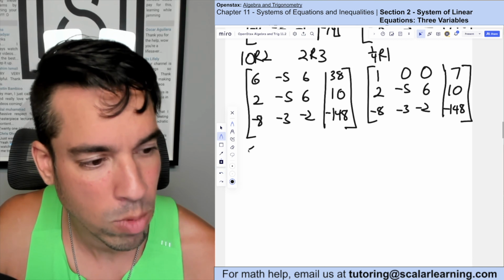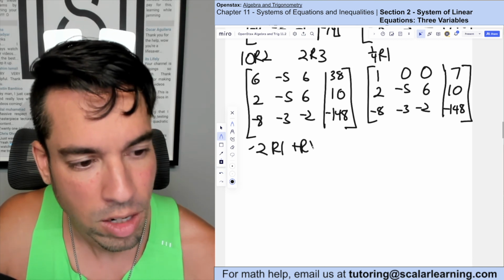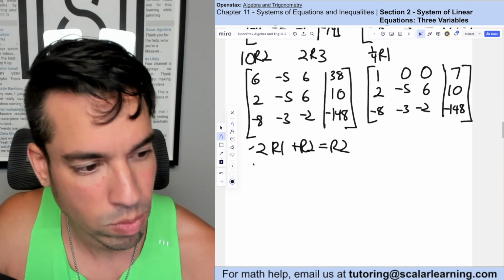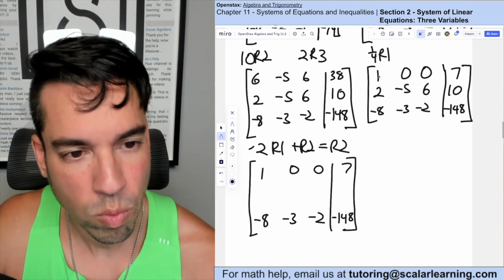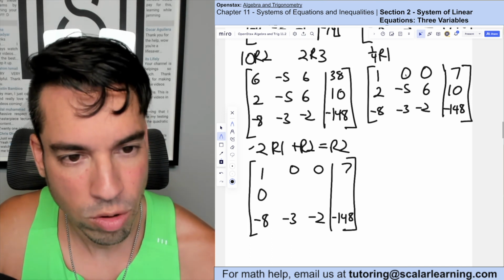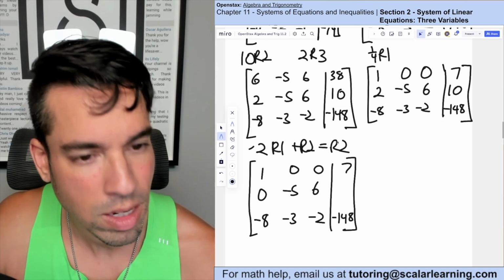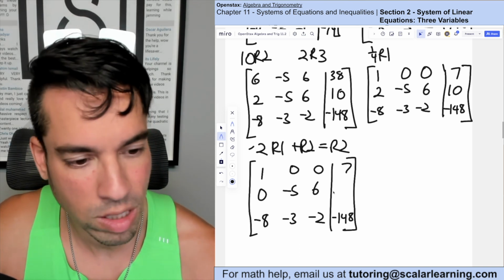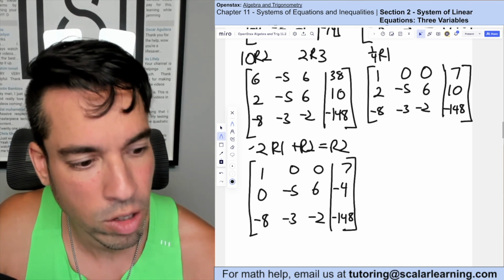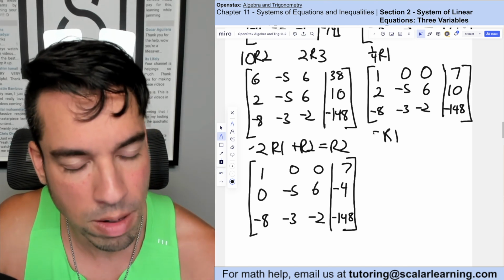So what I'm going to do is multiply row 1 by -2, and add it to row 2 to get a new row 2. Let's write it out. So -2 times row 1, that's -2 plus 2 is 0. -2 times 0 is 0 plus -5 is -5. -2 times 0 is 0 plus 6 is 6. And -2 times 7 is -14 plus 10 is -4. All right, cool. Then I'd love to flip this one. So I'm going to multiply row 1 by 8.